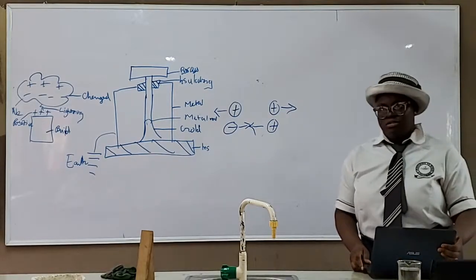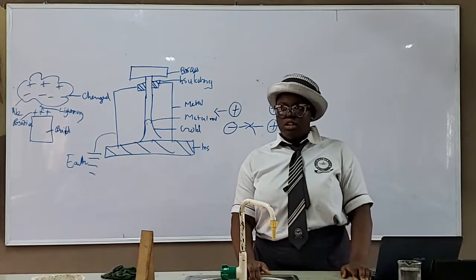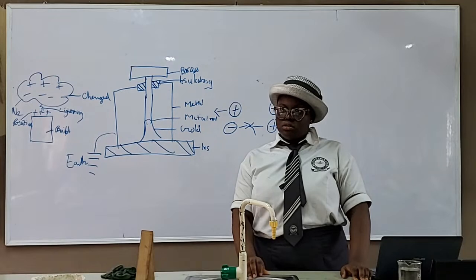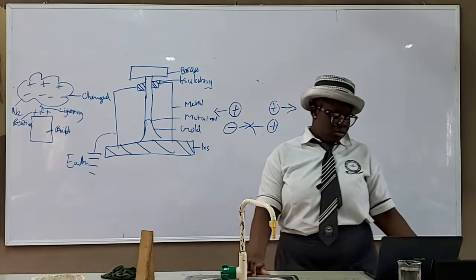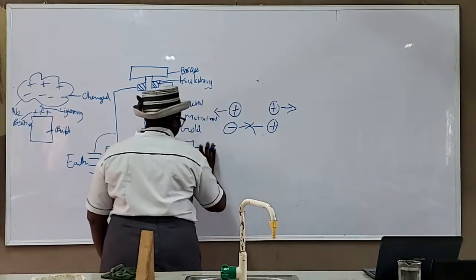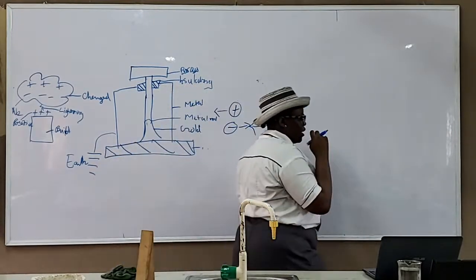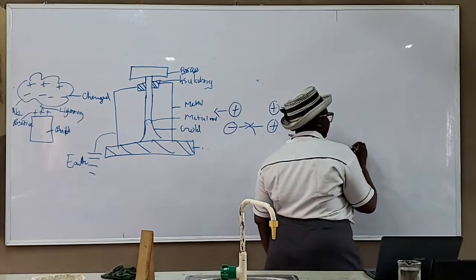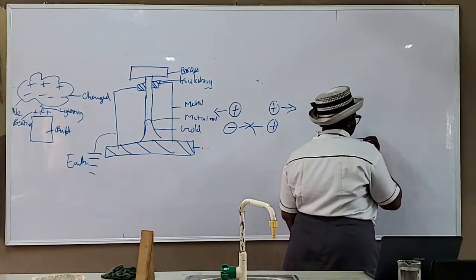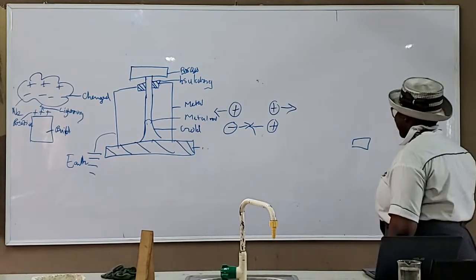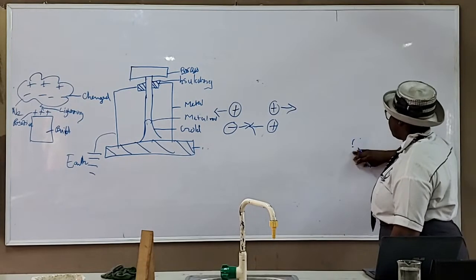Okay. Please, can you tell us how we can use a gold leaf electroscope to differentiate between a conductor and an insulator? When a conductor is put on a gold leaf electroscope, it's placed close to the cap, close to the brass disc cap.